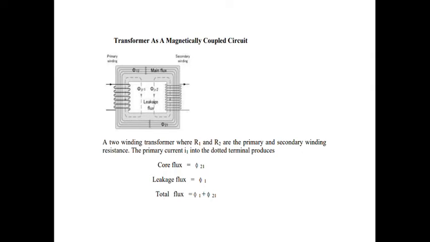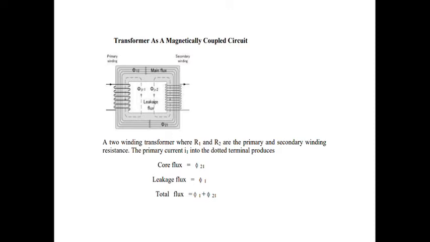Now let us see transformer as a magnetically coupled circuit. In this diagram, we can see that a magnetic core is there, then the primary winding and secondary winding. So it is a two winding transformer where R1 and R2 are the primary and secondary winding resistances.